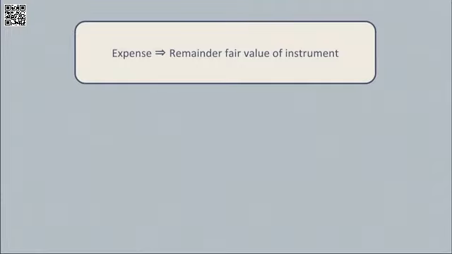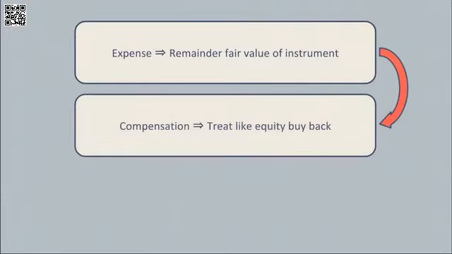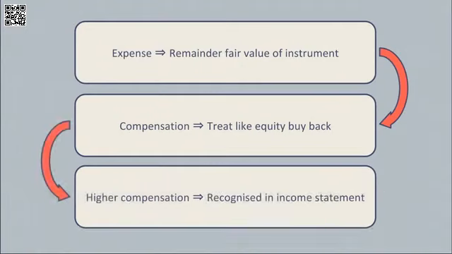So what did you learn from that example? When you cancel share options, you do the following. 1. Expense the remainder of the fair value of the instrument. 2. Funds paid to compensate for this cancellation are treated like an equity buyback. And 3. If the compensation is more than the fair value, the amount must be recognised immediately in the income statement.